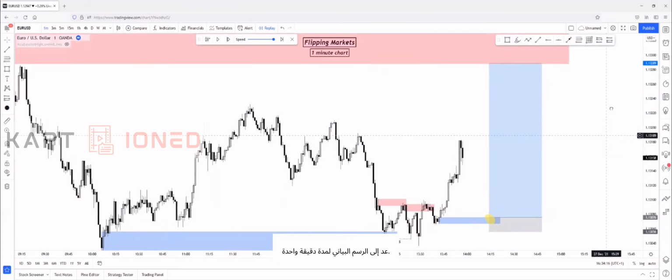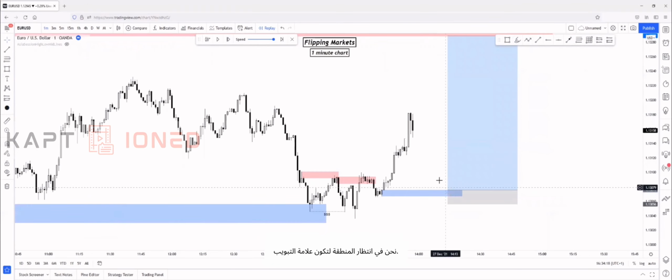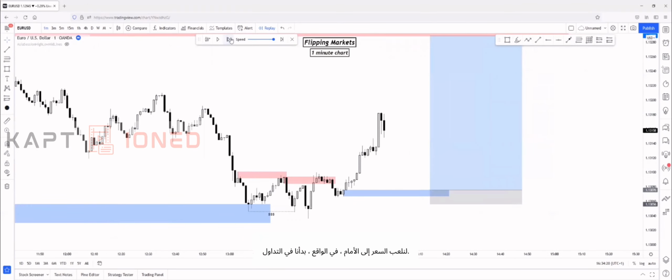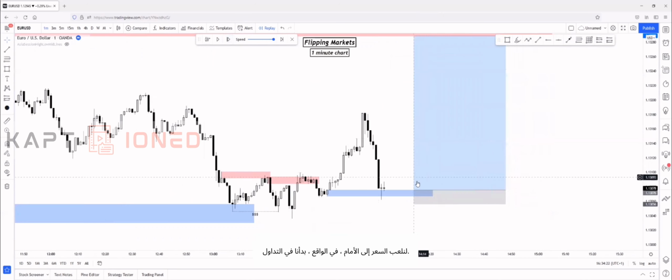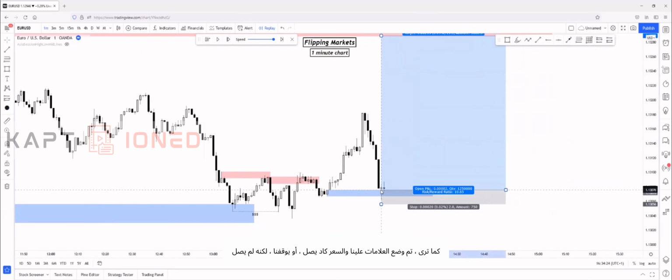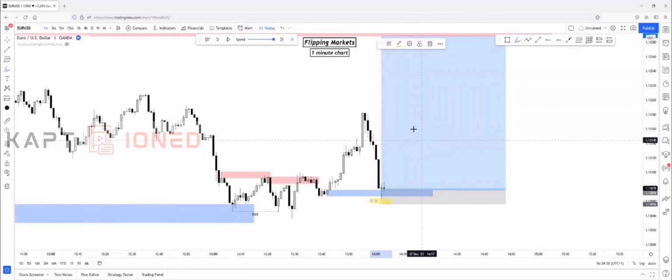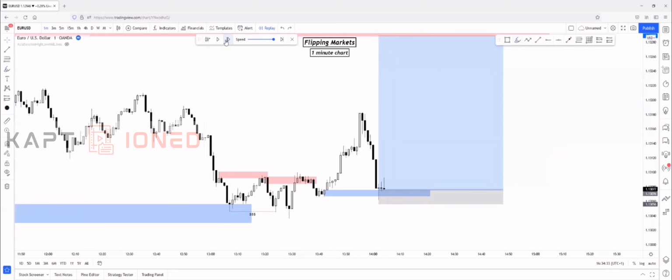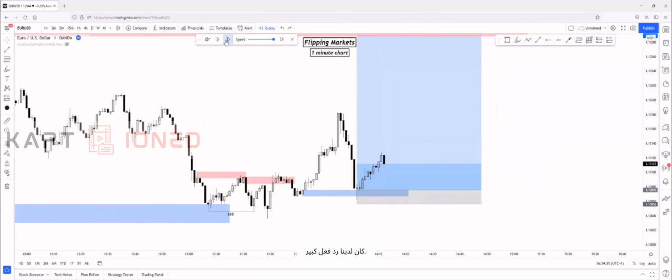Switch back to the 1-minute chart. We are waiting for this zone to be tapped. Let's play price forward. Actually, we are tapped into the trade. As you can see, price almost hit our stop loss, but it did not reach the stop loss level, so we are still in the trade. We had a huge reaction.